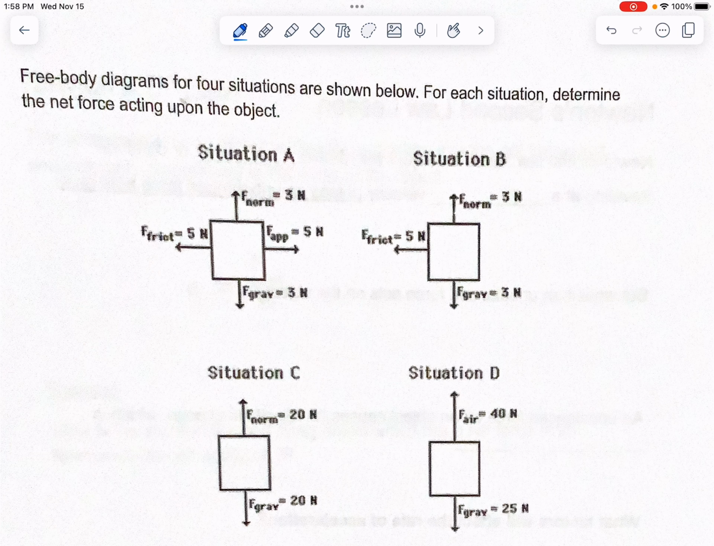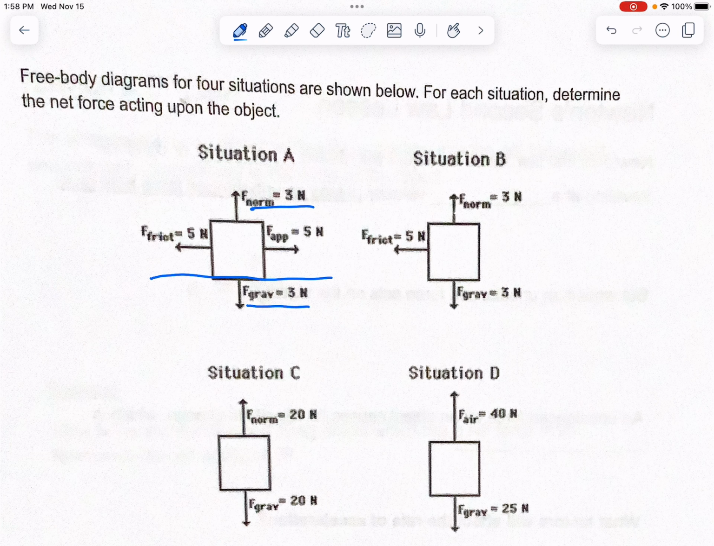So if I look, I have a gravitational force of 3 newtons pulling it down. I have a normal force of 3 newtons pushing back up. Okay, so remember, normal force is just like if this object was sitting on a table. That normal force means that the table is pushing back on the actual object. That is called your normal force.